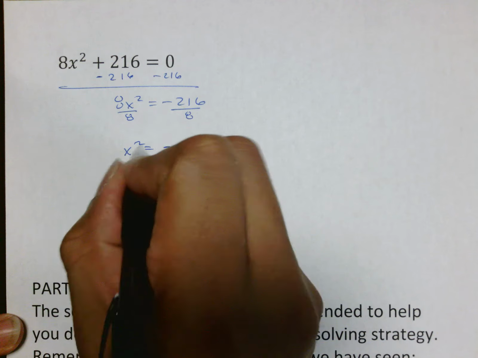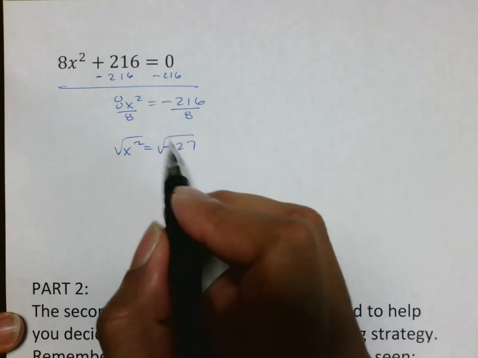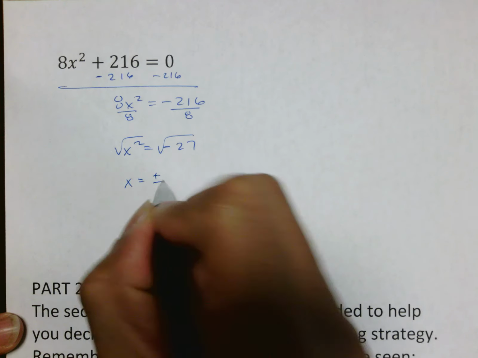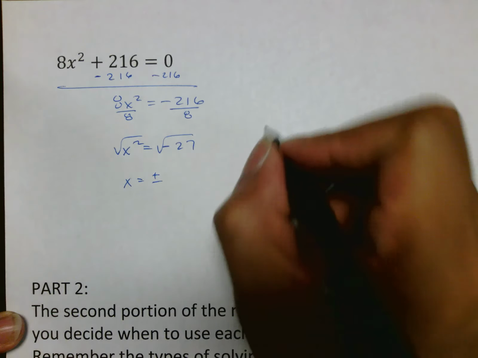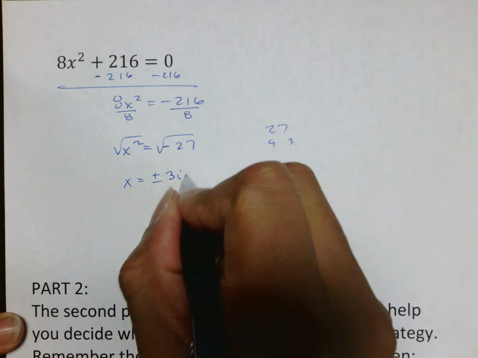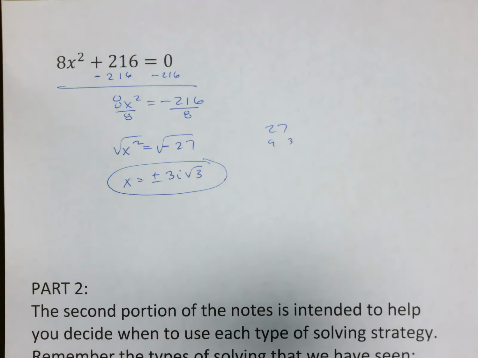And then you get rid of a square by square rooting both sides. The funny thing about this is that this is a negative number, and so x comes down with plus or minus, don't forget that. And 27 is 9 times 3, so plus or minus 3i root 3 would be what we have here.